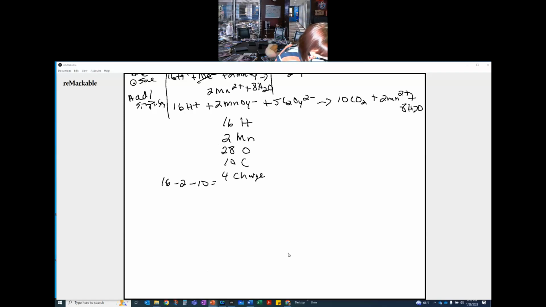Sort of. On the other side, we are looking at 8 H2O, which gives me 16 hydrogens. I have 2 Mn. I have 20 oxygens from the CO2 and 8 from the H2O, so that's 28. I have 10 carbons on that CO2, and then I have a 2 plus charge, and there are 2 of them, which gives me a total.